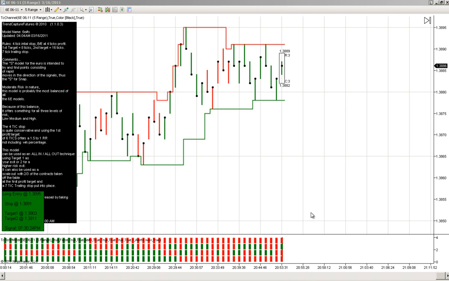So that's basically all I wanted to cover on the trade box. I'm going to go a little more in depth on the money management rules, and also some of the other little nuances with each of these models in forthcoming videos.